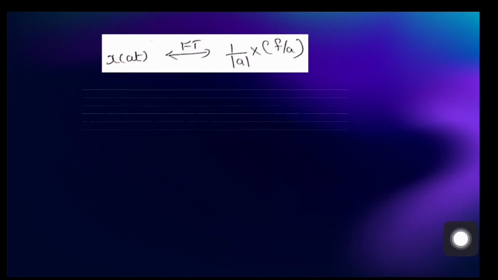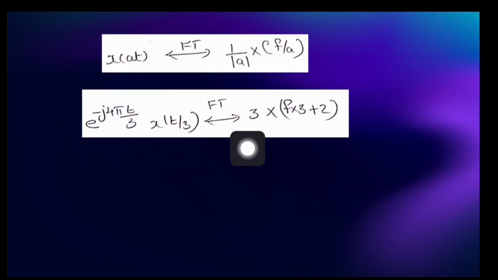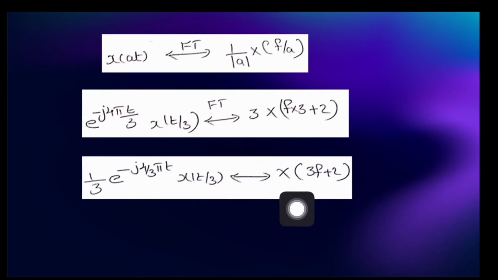Based on this property, we can write the inverse Fourier transform of 3 X(3f+2) as e^(-j4πt/3) x(t/3), or the inverse Fourier transform of our desired quantity X(3f+2) as 1/3 e^(-j(4/3)πt) x(t/3). Thus, our answer is option B. Clear? Moving on to the next question.